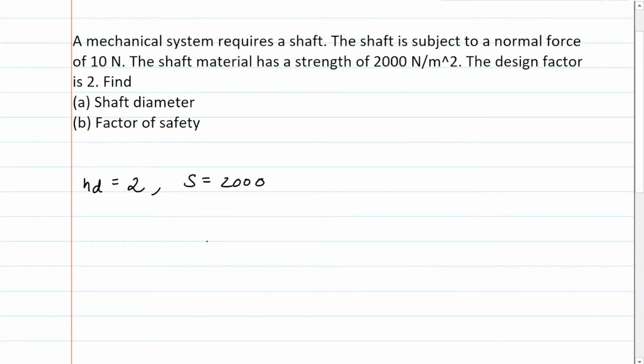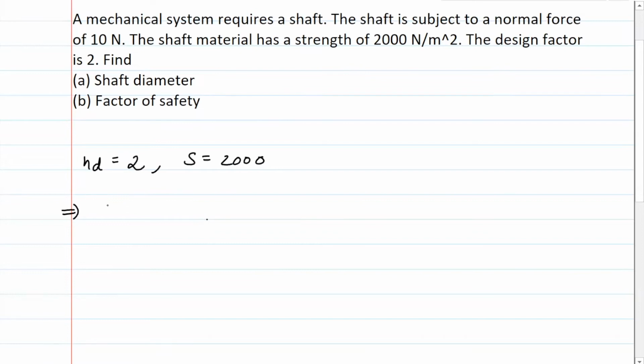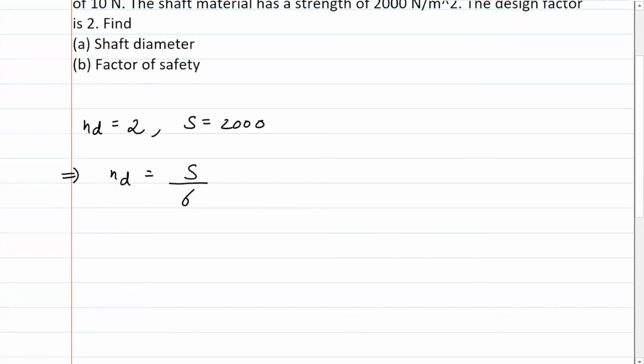Let's use the formula, N_D, the design factor, is the strength divided by the normal or shear stress, in this case, normal stress. So we have 2 equals 2000 divided by sigma. Then we have sigma equals 1000. So we've got the stress.